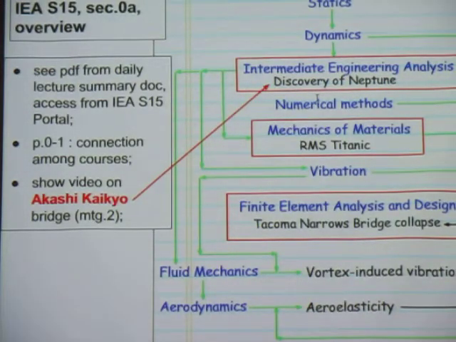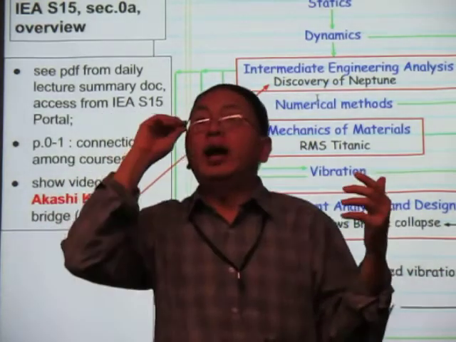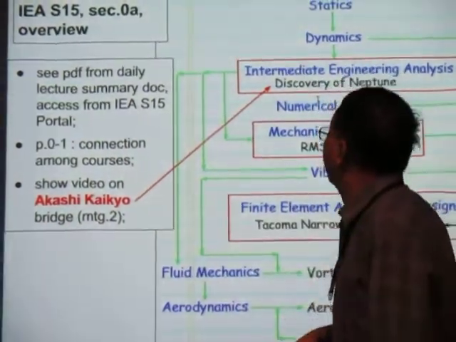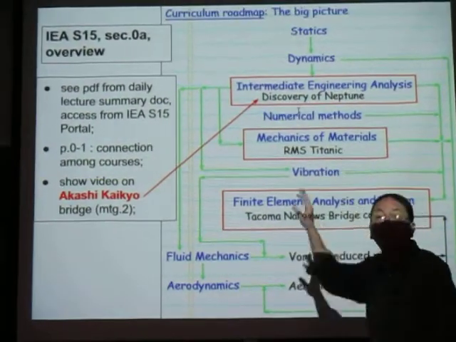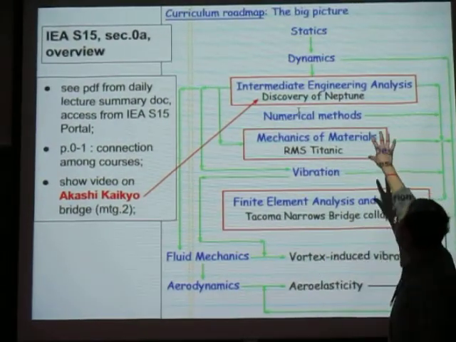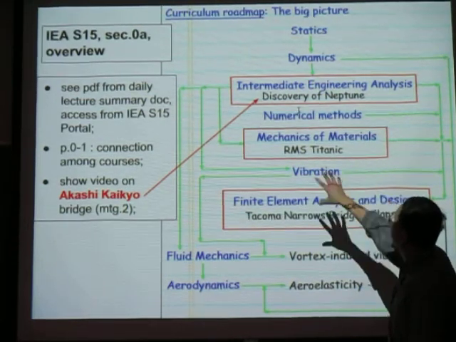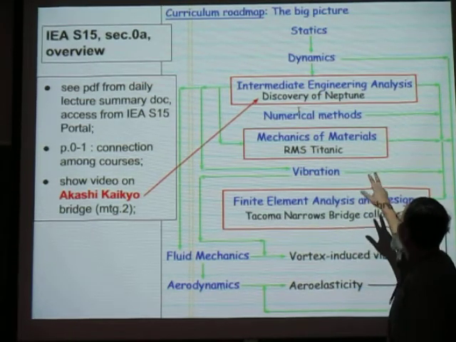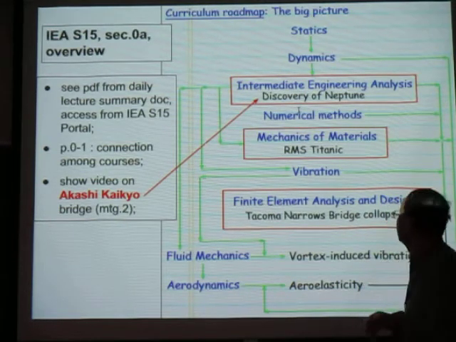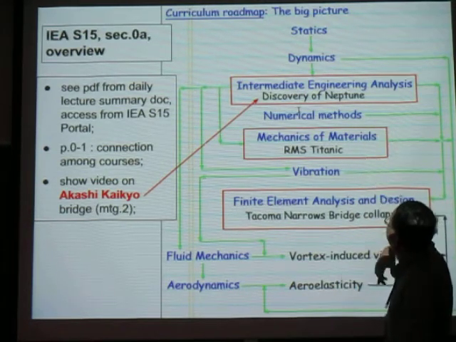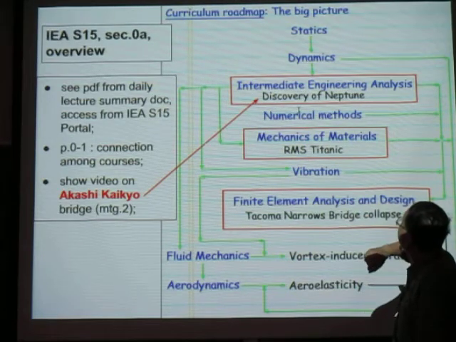And so this is section 08. This is to give you an overview and the connection among different courses. Statics, dynamics, you know all that. Now this is intermediate engineering analysis, and its position relative to the other courses. All of you took numerical methods, right? Because that's the prerequisite for this course. I should have put that above intermediate engineering analysis.